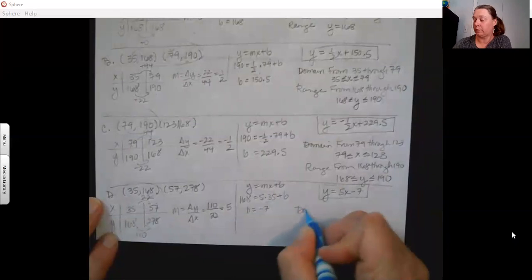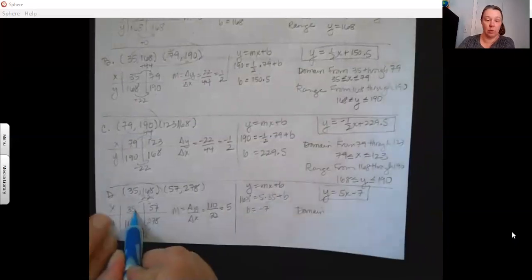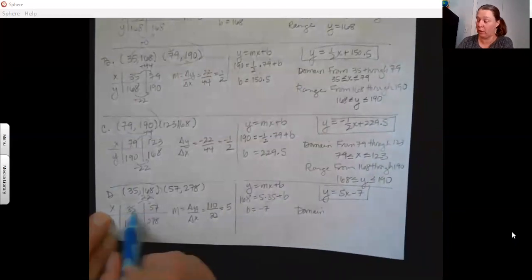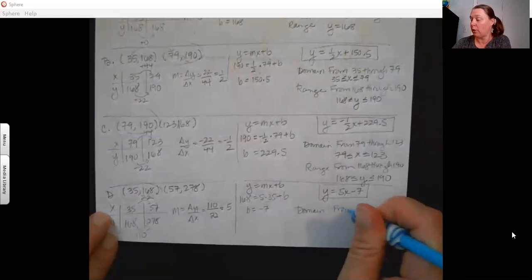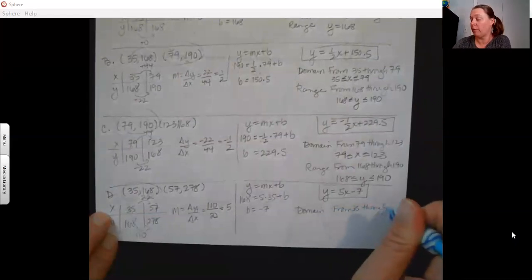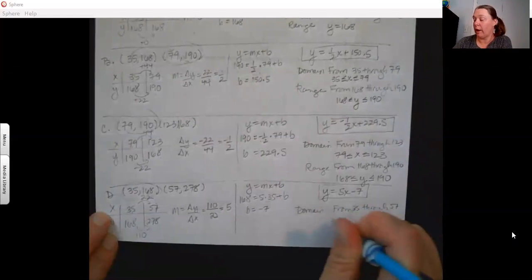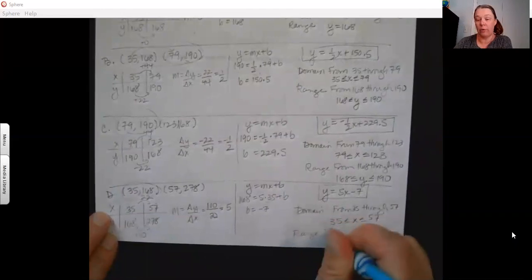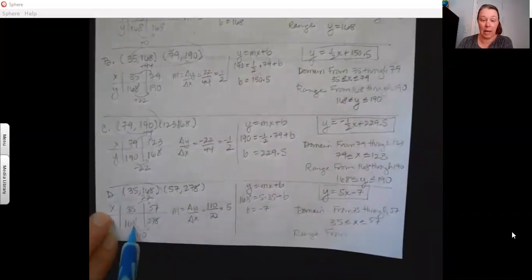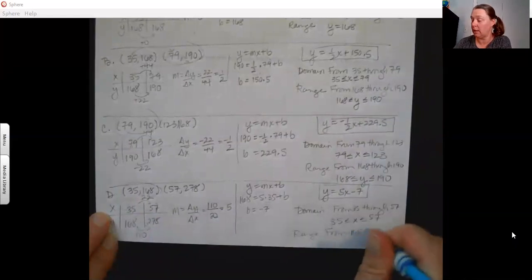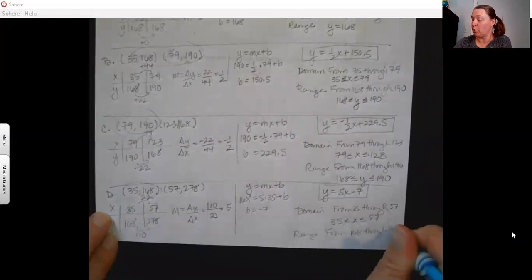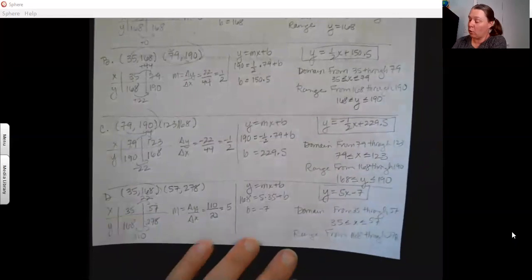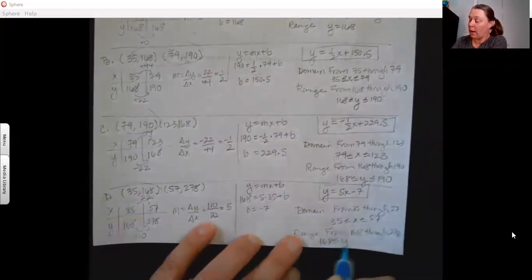My domain. Okay, it starts at 35, goes up to 57, right? Domain are all your possible x values. So from here to here. So from 35 through 57. Or I could write 35 is less than or equal to x is less than or equal to 57. Range is from, what do I start with? 168 and I end at 278. So from 168 through 278. Seems like I can't spell the word through here. Right, and then we could write 168 is less than or equal to y, which is less than or equal to 278.